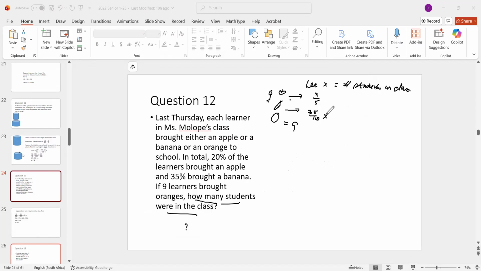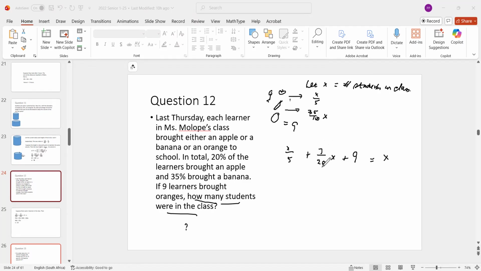Okay, so you know that everyone brought something, so the total number of students in the class is x over 5, the number of people who brought apples, plus 35 over 100 x. I can cancel the 5s: 5 goes into 35, 5 goes into 100. And then plus 9. These are the 9 people who brought the oranges. And that is equal to x, because that's the total number of students in the class. Right. So now you've got an equation involving x.